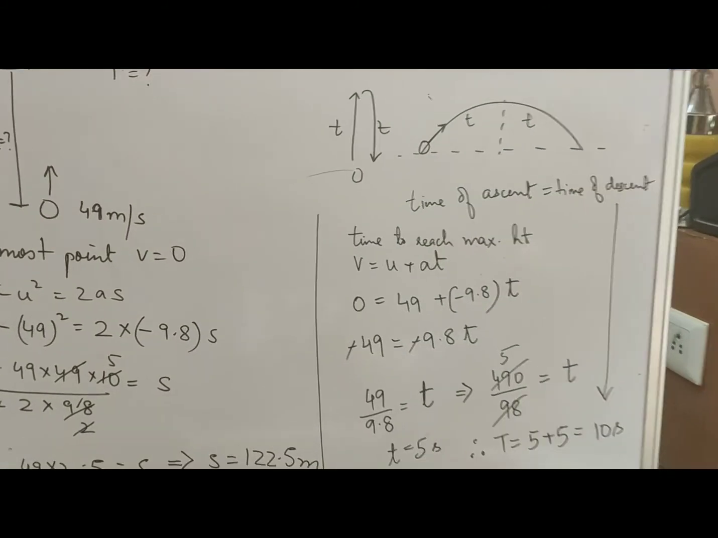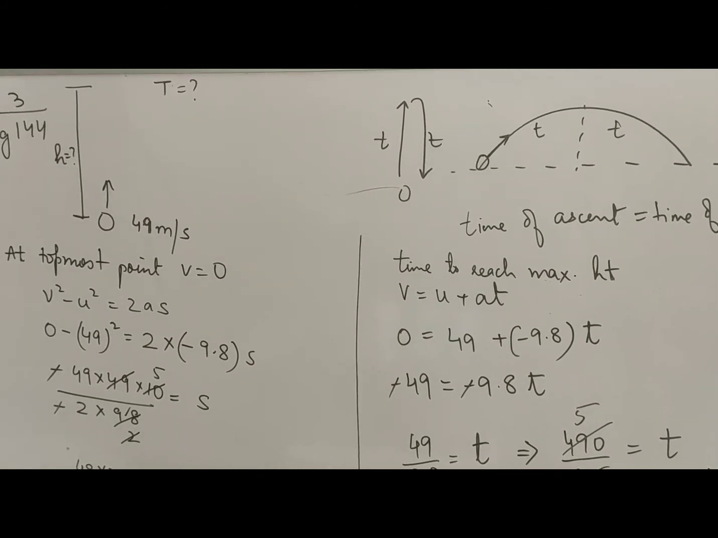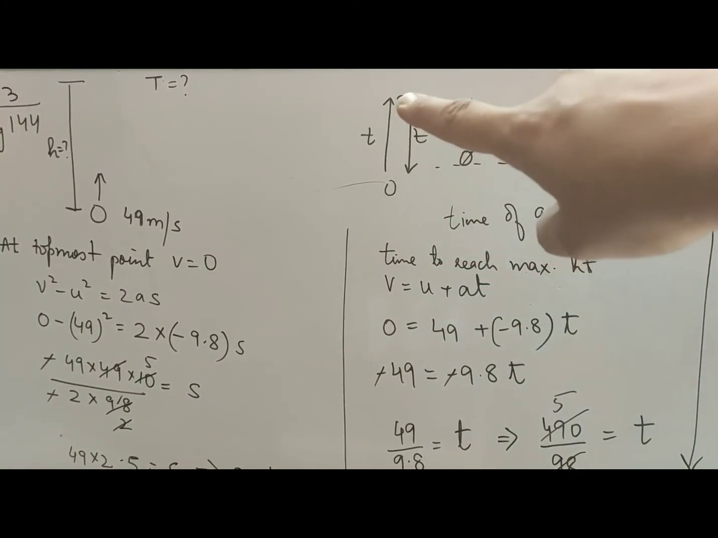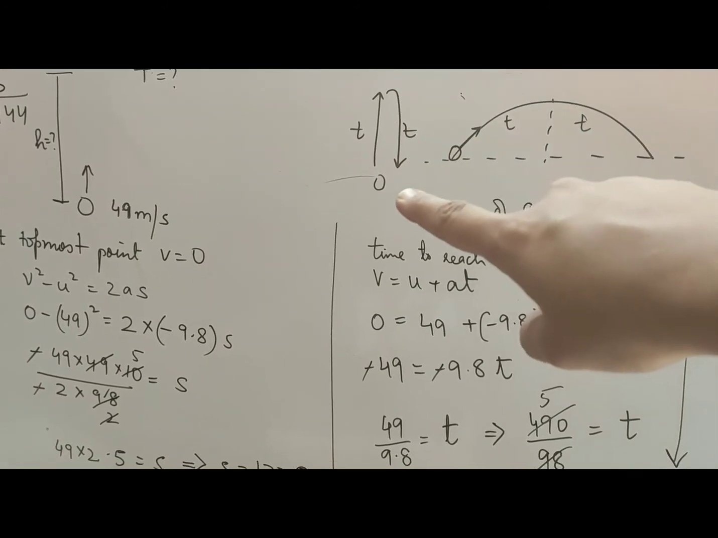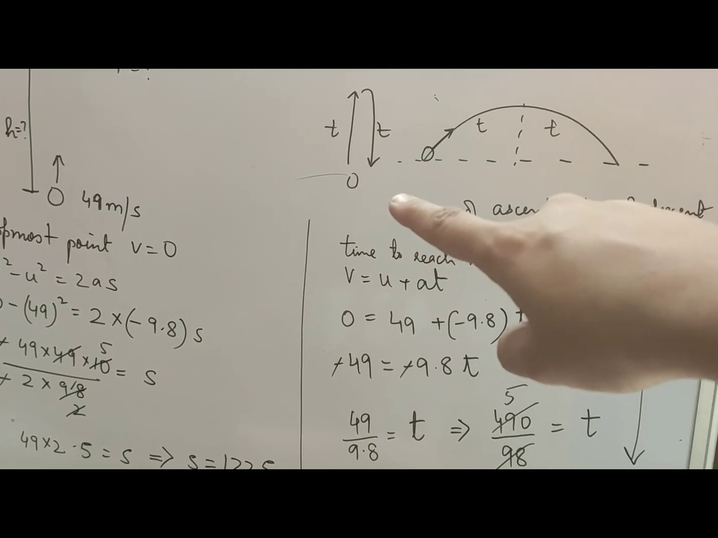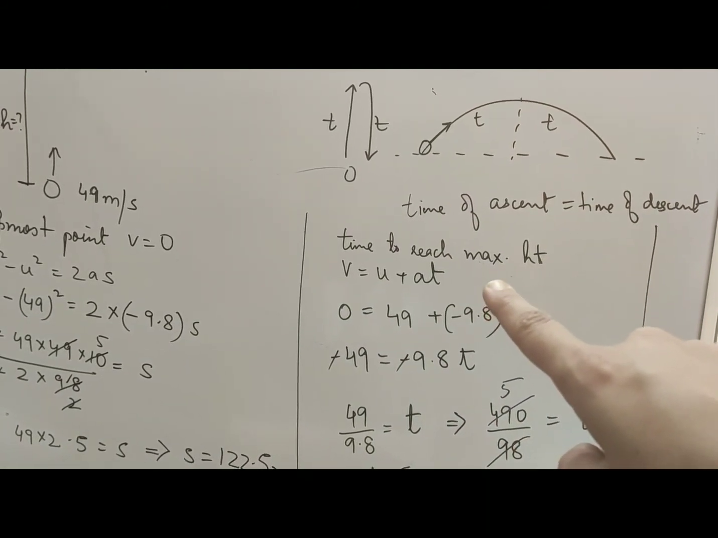Then in the second part of the question, you have to find out the time it takes to come back to the surface of the earth. Now in case of free fall, we know the time the object takes to reach the maximum height is the same as the time it takes to come back. Time of ascent is equal to time of descent. So we will calculate the time to reach the maximum height.